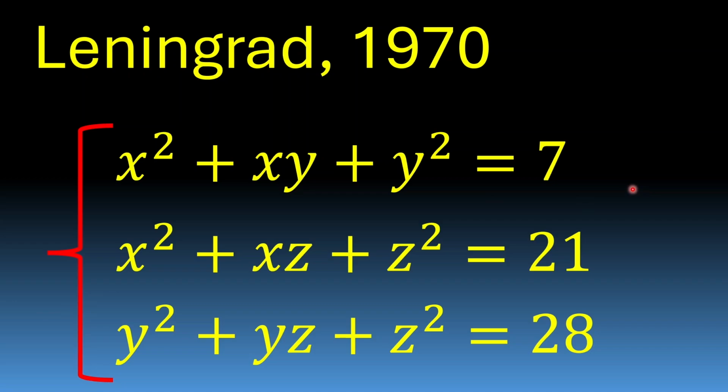Hi, here we have another question from Leningrad Mathematical Olympiad 1970. The question was given to 8th grade students. We have a set of equations and we should find a solution for this set of equations. You can spend maybe around 10 minutes to solve this question and then come back and see the solution.